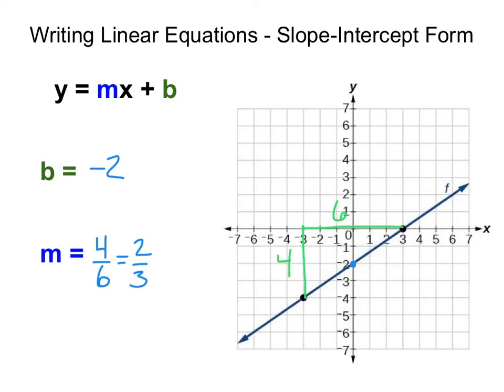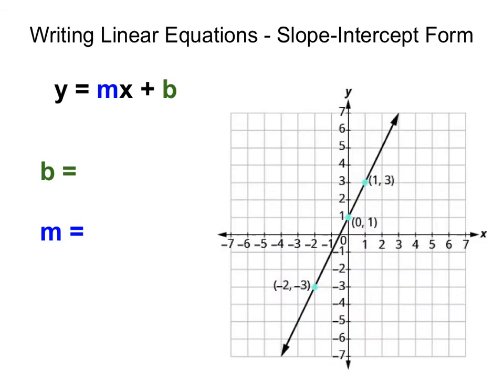Now to write the equation, I'm going to put the parts in. Y is equal to, my slope is 2/3, x plus my y-intercept is -2. Or I could also write it as 2/3 x minus 2. And that is my slope-intercept form for that graph.